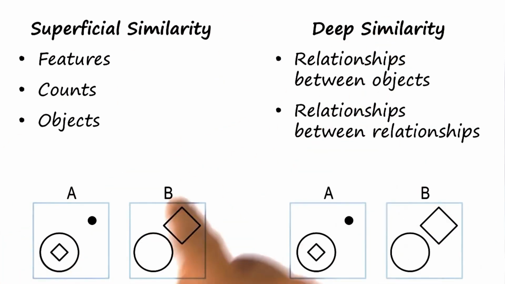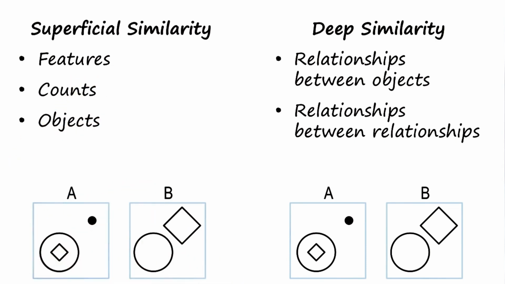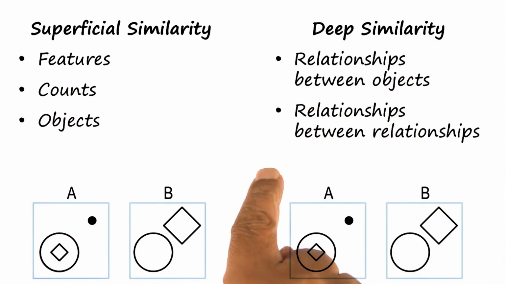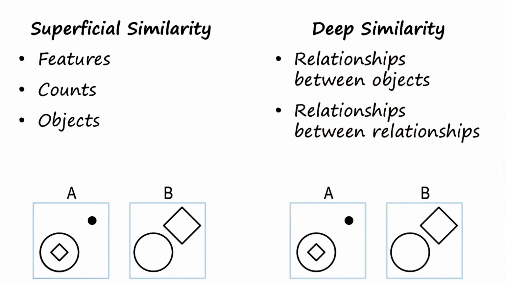We can now distinguish between superficial similarity between 2 situations and deep similarity between 2 situations. Superficial similarity deals with features of objects or counts of objects or objects themselves. Deep similarity deals with relationships between objects or sometimes relationships between relationships. Examples of this arise from the Raven's test, with which you are already familiar. Features here refer to the size of the square, the size of the circle, or perhaps whether it's a hollow square or a solid dot. The count refers to the number of squares or the number of circles in a particular image. Objects here refer to circles and squares and dots.